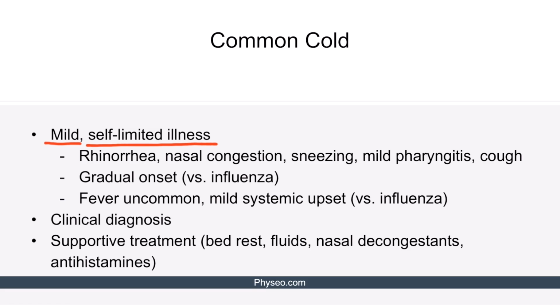Of note, common cold usually has a gradual onset, as opposed to the abrupt onset seen in influenza. Also, fever is uncommon, and there is usually only mild systemic upset. Again, as opposed to a high-grade fever and prominent systemic upset seen in influenza.